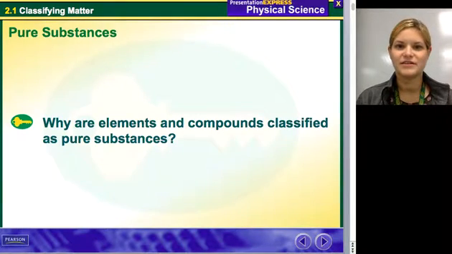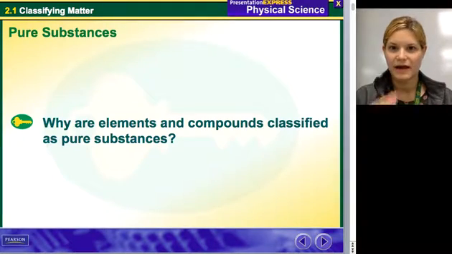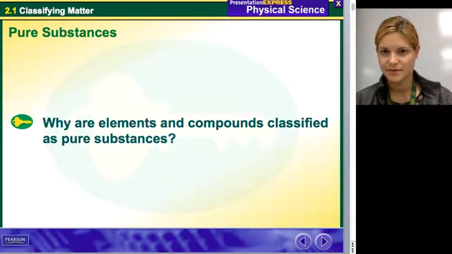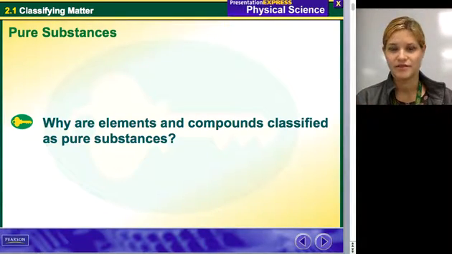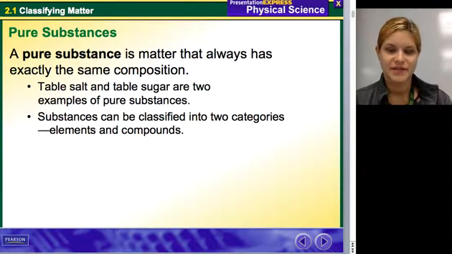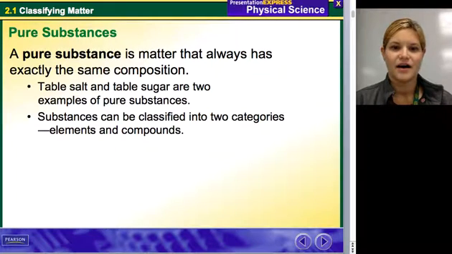So starting out, we need to know what pure substances are. One thing that we want to think about throughout these notes today is why elements and compounds are classified as pure substances and other things are not. So first, let's write down the definition for a pure substance. A pure substance is matter that always has exactly the same composition. A couple examples here are table salt and table sugar, or just cooking sugar. They're two examples of pure substances.